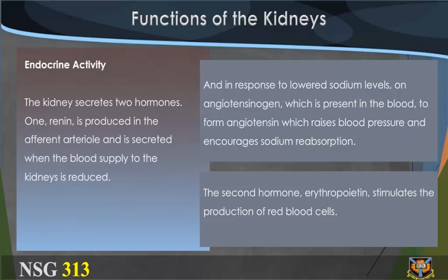The second hormone, erythropoietin, stimulates the production of red blood cells.